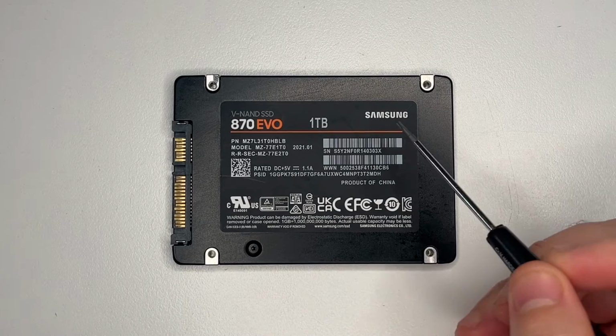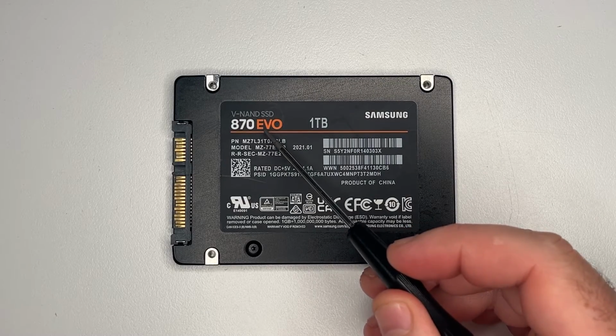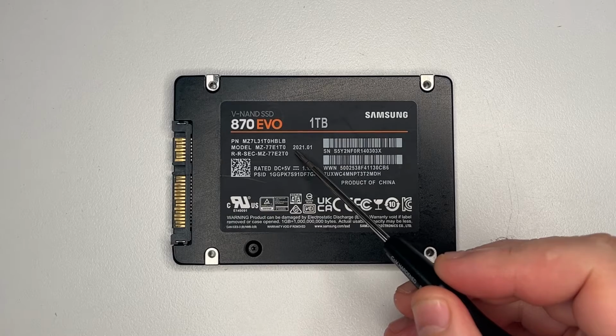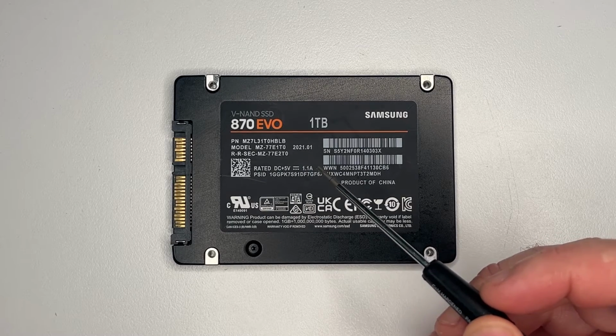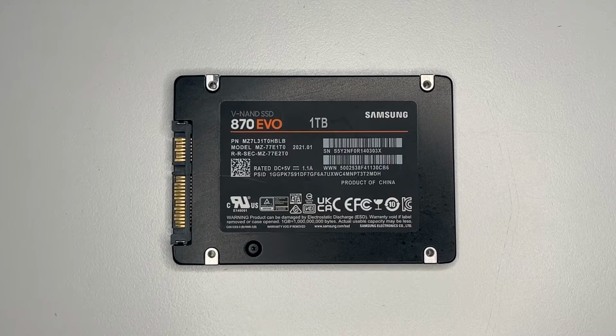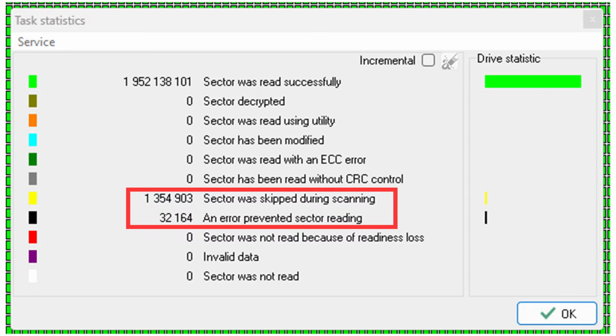Hello everyone, we have a Samsung 870 EVO in for data recovery. It was made in 2021 and it's already failed. That's only 3 years. Now the owner of this SSD brought it in for data recovery because it stopped detecting on their computer. And we found that it's got almost 1.5 million bad sectors. So when it's got that many bad sectors, it's game over.